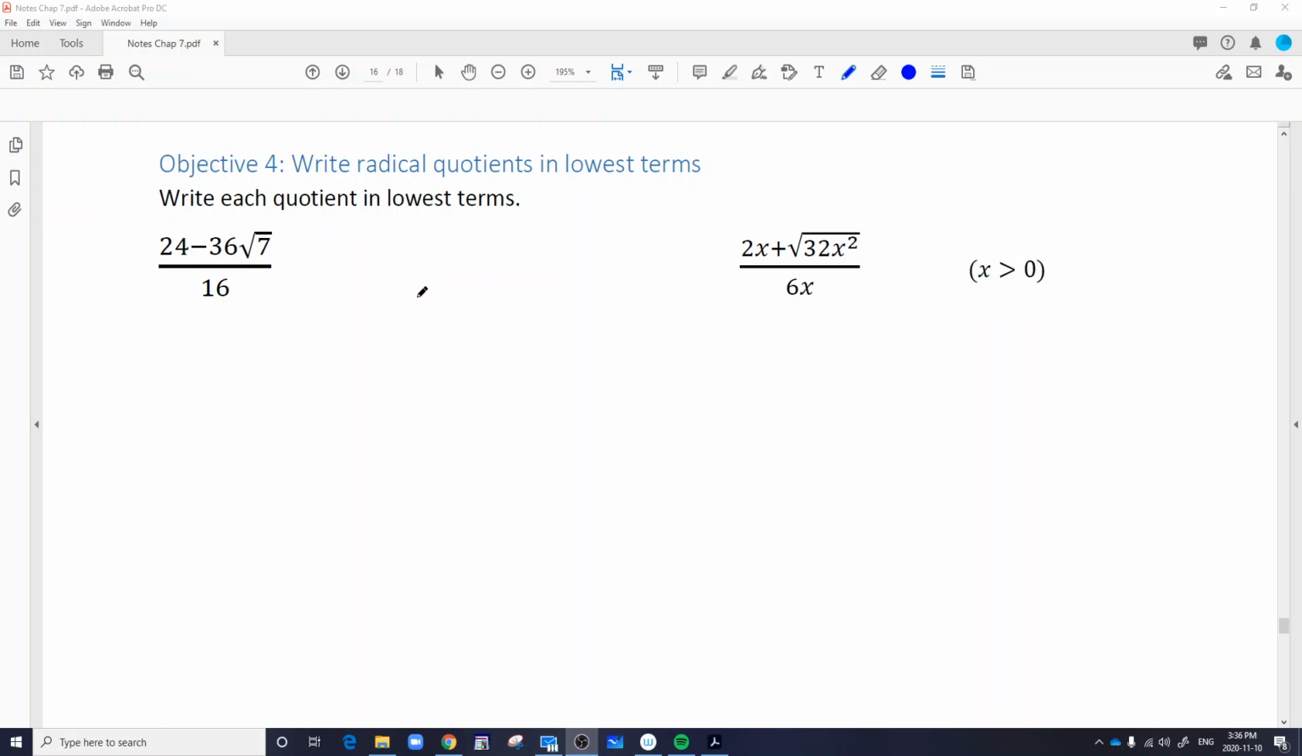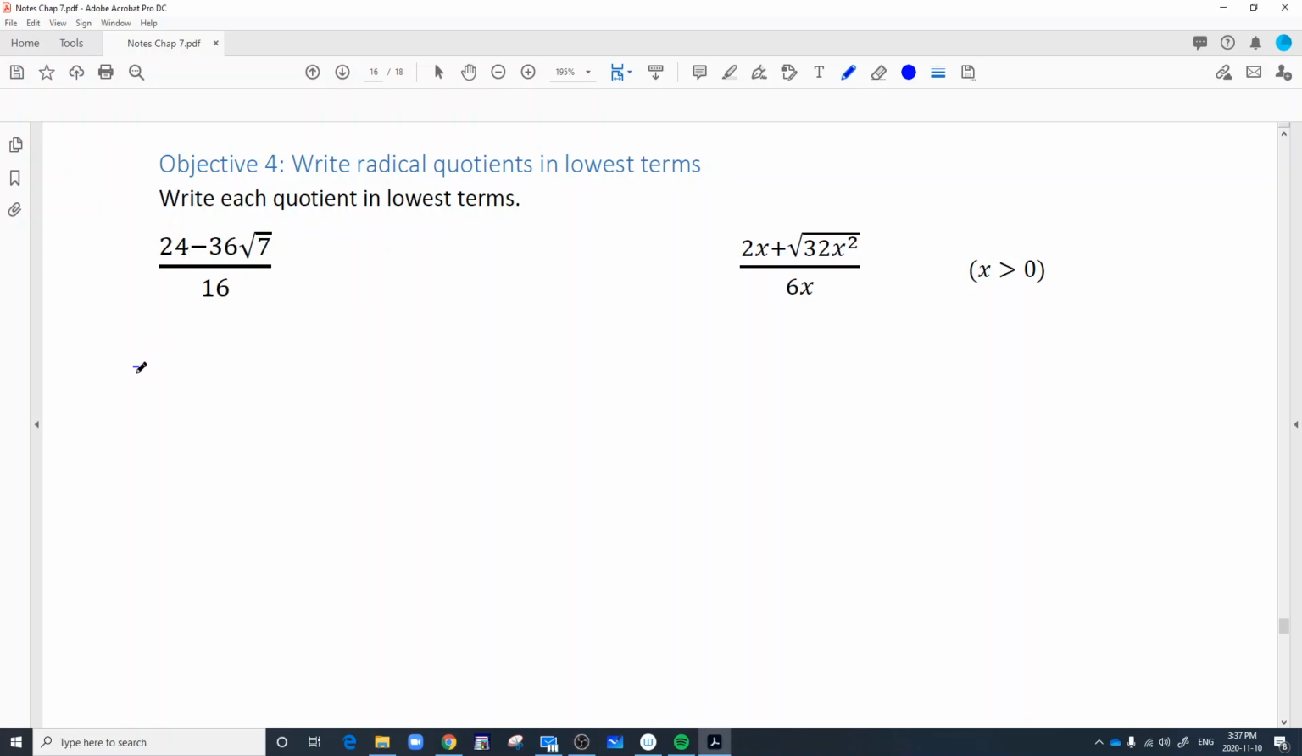The last video on 7.5 is objective 4, and it's a nice short one. It's just writing radical quotients in lowest terms. So this is an expression that has a radical in it, and it's also a division. You'll notice that technically this first one is simplified in terms of its radicals, and yet you can simplify. What I mean by that is there's a number that goes into 24, 36, and 16.